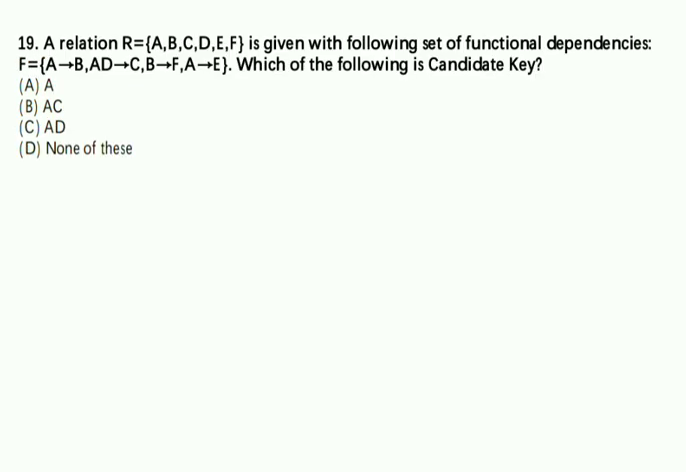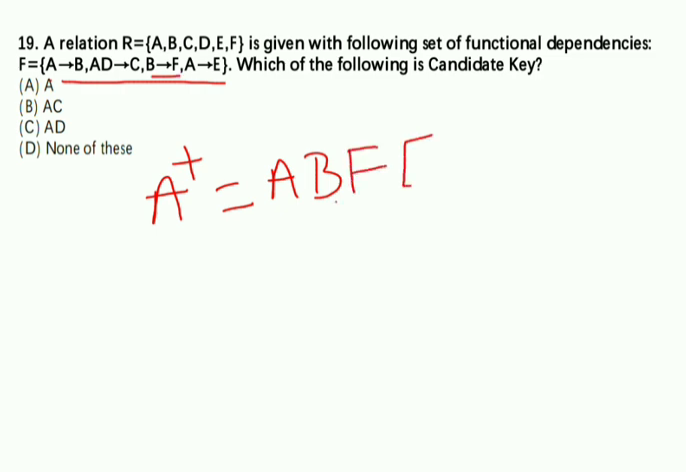Next, a relation R equals A, B, C, D, F, and a given set of functional dependencies. Which of the following is the candidate key? We have to check each and every option. A closure: what is followed by A? A is followed by B, and B is followed by F, and A is followed by E. That's all.